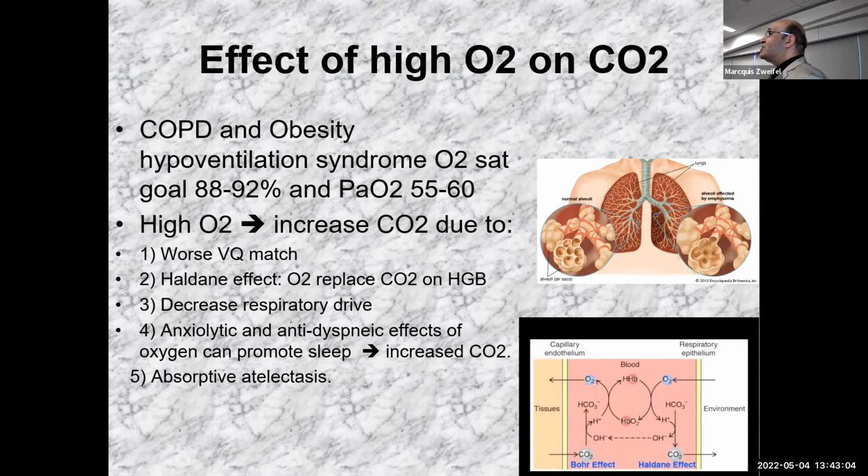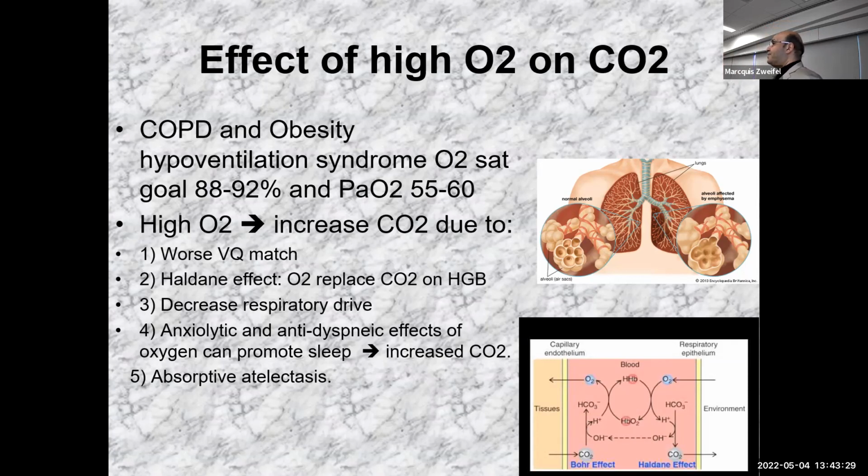If you give them too much oxygen, this bulla will be oxygenated but still hypoventilated. So more blood will go there because it's not hypoxemic anymore, and the capillaries will vasodilate. So you worsen your VQ mismatch, and this is the important thing. It will increase your carbon dioxide because you will increase what you call shunting. Blood will go to an area that's not ventilated.